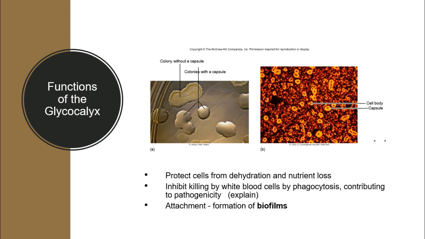Now, as I mentioned, two functions, but you can say it protects the cell from dehydration and nutrient loss. This is another important feature: it inhibits killing by white blood cells through phagocytosis. So it's contributing to pathogenicity, right?